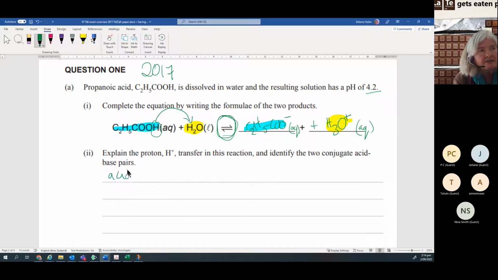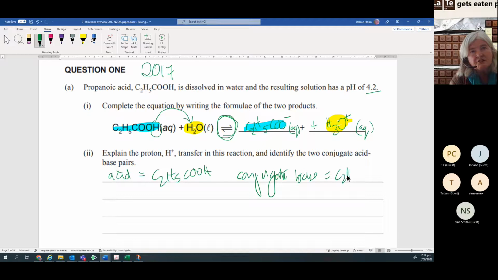If you don't like writing a lot, you might just want to simply say acid equals C2H5COOH, conjugate base equals C2H5COO minus, and then base equals H2O, and conjugate acid is equal to H3O plus.